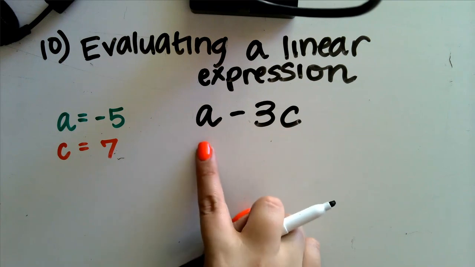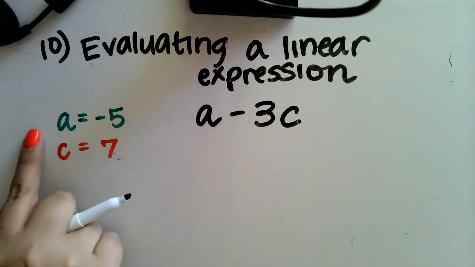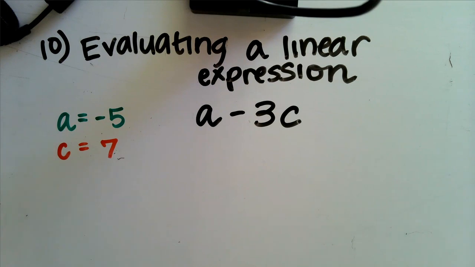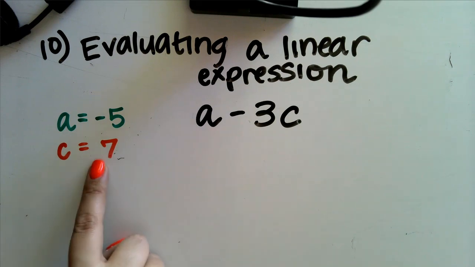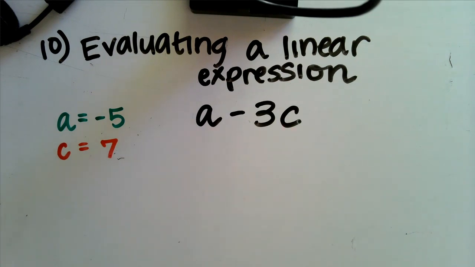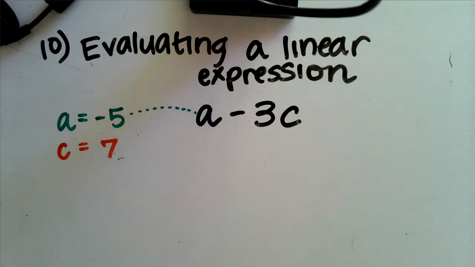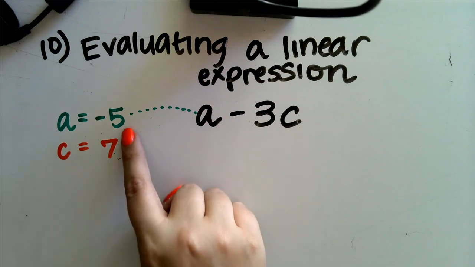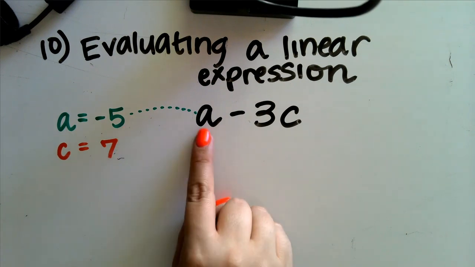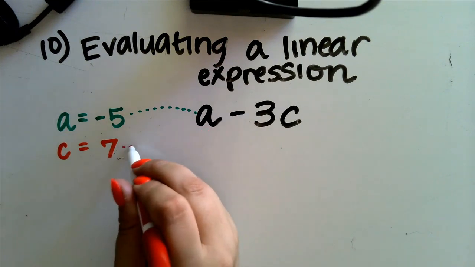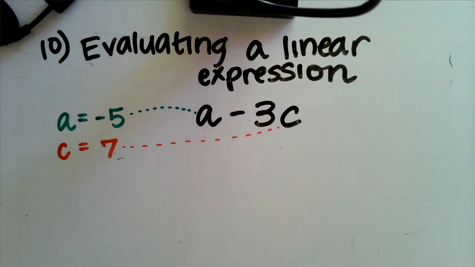And we are given the expression a minus 3c, but we're also told what the values of a and c are. So we're told that a is equal to -5, and we're told that c is equal to +7. So what we're going to do is something called substitution. We are going to substitute in the value that we know the variable is equal to. We're going to substitute it in for the variable. Same thing with the c. So anytime you see an a, you're going to replace it with a -5, and anytime you see a c, you're going to replace it with a +7.